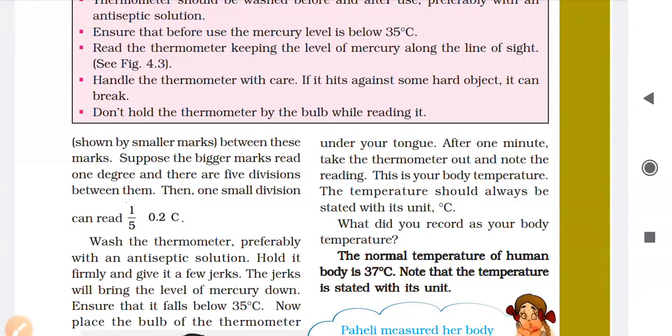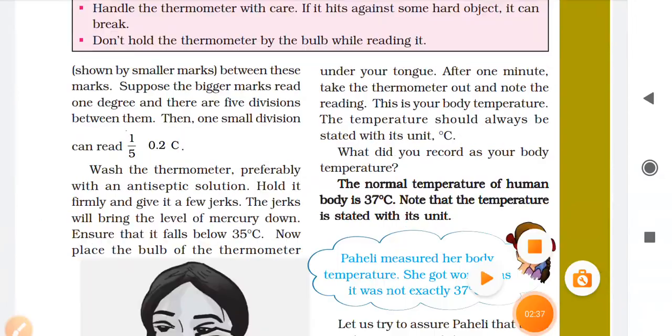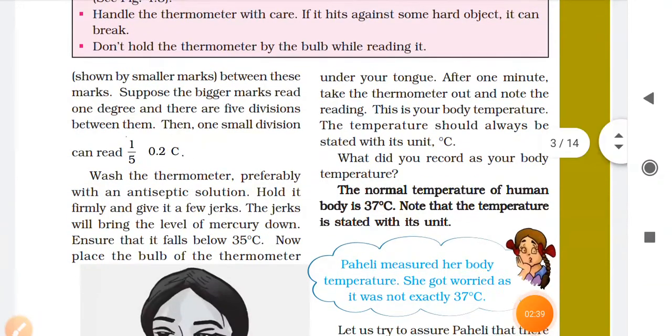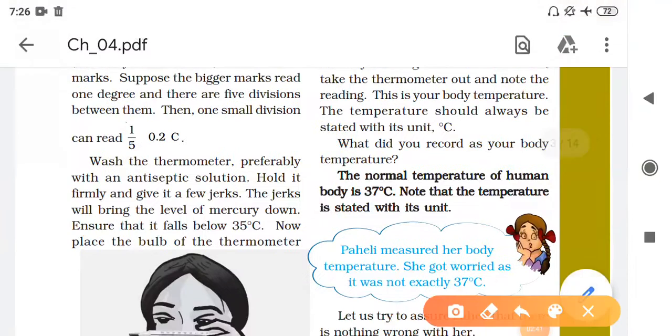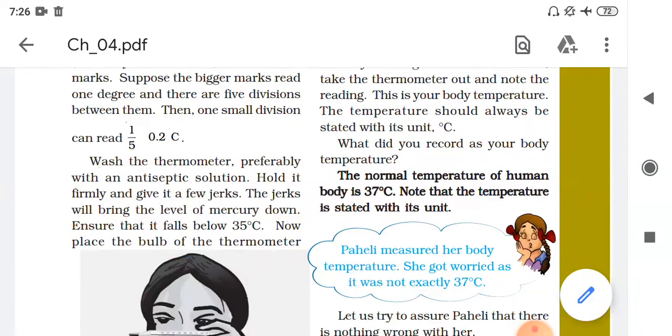There are some divisions also given. Suppose the bigger marks read on the degree. So here between these marks you can see smaller marks and bigger marks. So you can see the smallest division you can measure is 0.2 degree. Okay. So see, this was the thermometer. Here it is mentioned the thermometer should be washed, preferably with the antiseptic. The jerk will bring the level of the mercury down to 35 degrees centigrade. Here you can see all the things which are mentioned here.